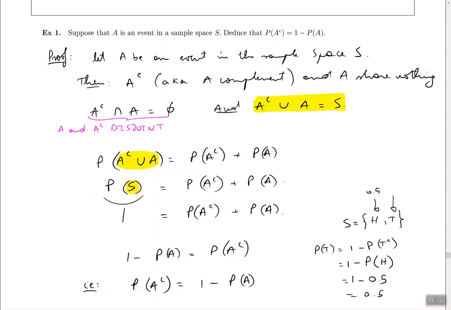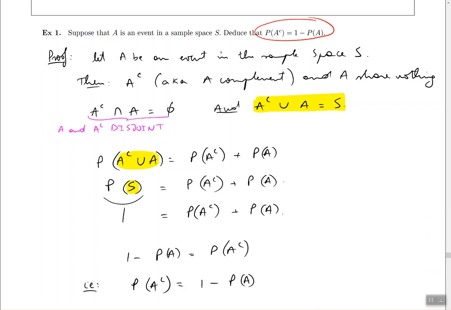So that's how I could use this axiom, basically. Now, this is a silly example. We all know that the probability of heads and tails is 0.5, but that's just a quick, toy example to illustrate what this theorem is basically telling me.